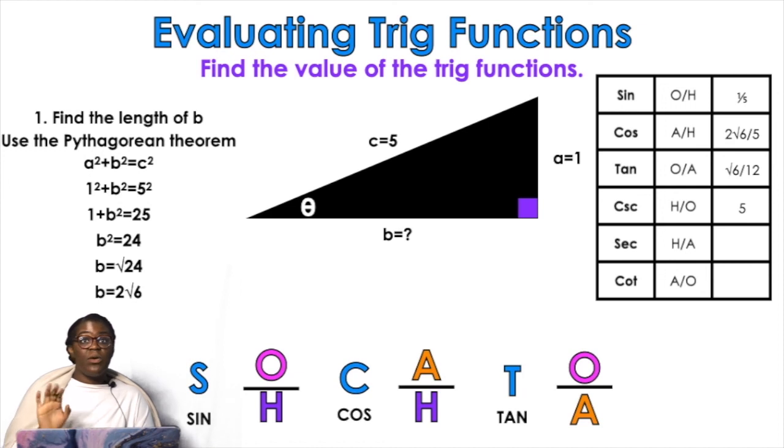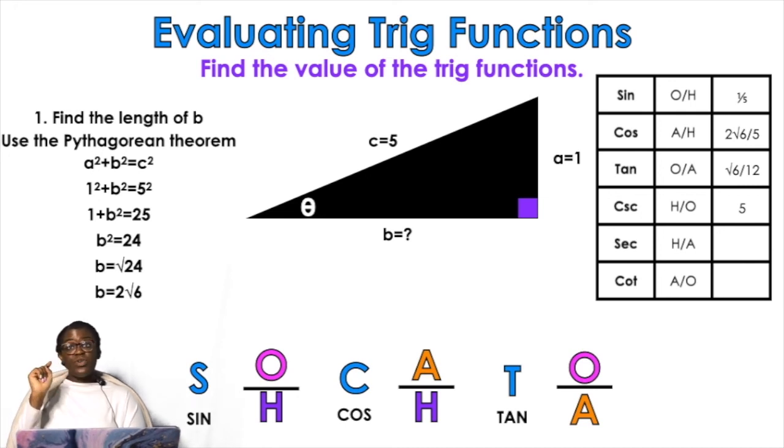Cosecant is hypotenuse, which is 5, over opposite, which is 1. 5 over 1 equals 5. Secant is hypotenuse over adjacent. So 5 over adjacent, which is 2 square root of 6, but we have to rationalize 5 over 2 square root of 6. And when I do that, I get 5 square root of 6 over 12.